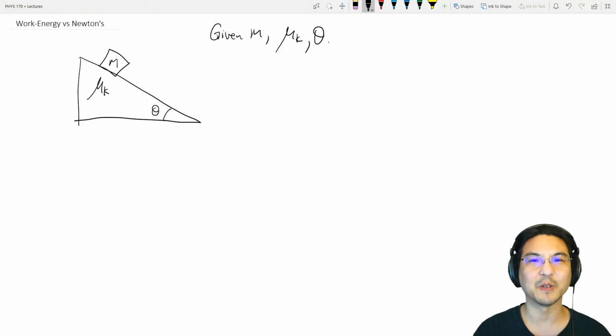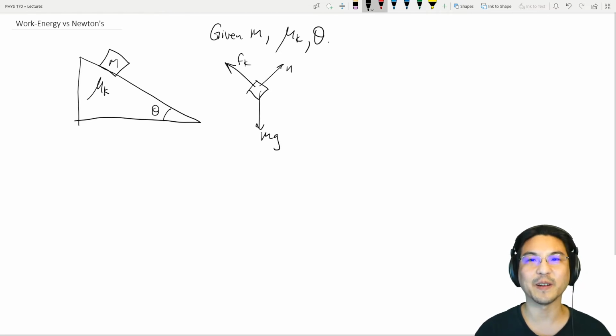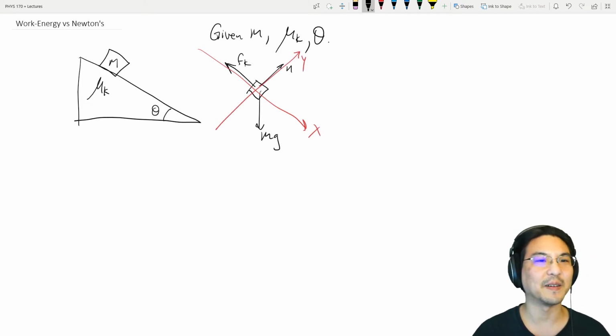So what would you do? Free body diagram, right? There's a normal force, there's friction here, there's weight. Okay, so that's it, free body diagram. Pick coordinates. Let's say I'm going to pick my coordinates like this. Okay, so that's done. The geometry, here's the angle. Okay, now let's write Newton's second law.